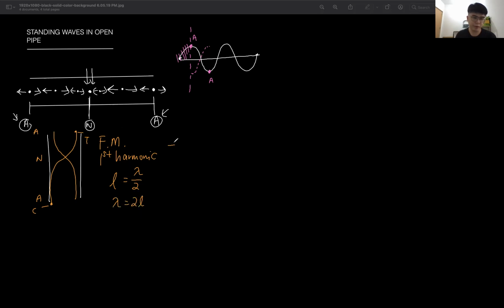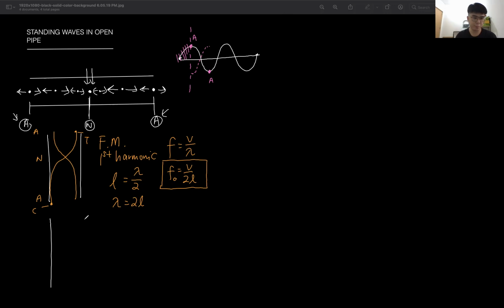Frequency is V over lambda, which is V over 2L. So this is different from the closed pipe, right? Closed pipe is V over 4L. This open pipe is V over 2L.